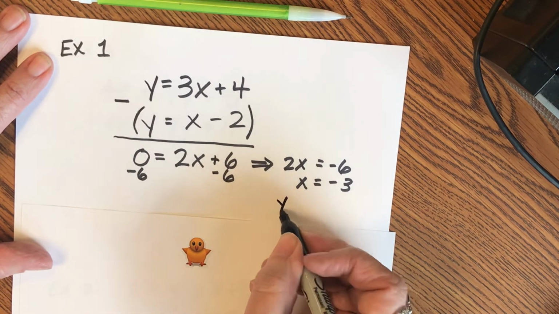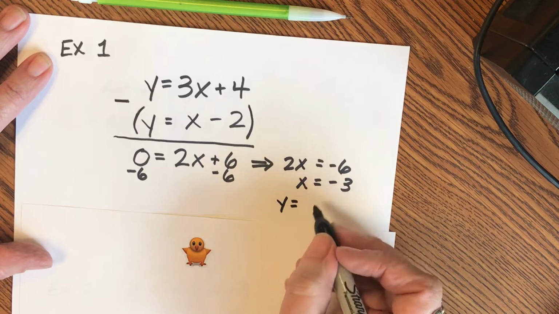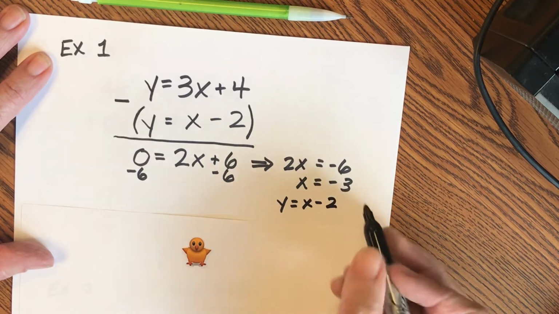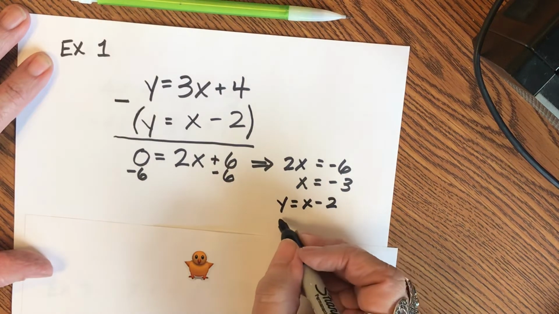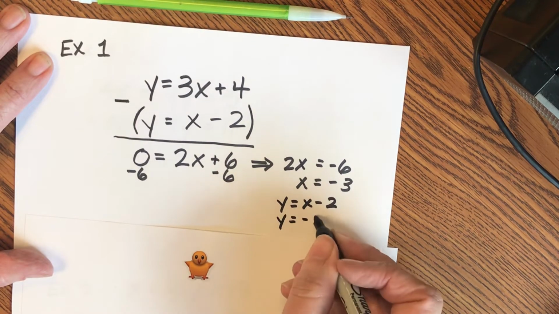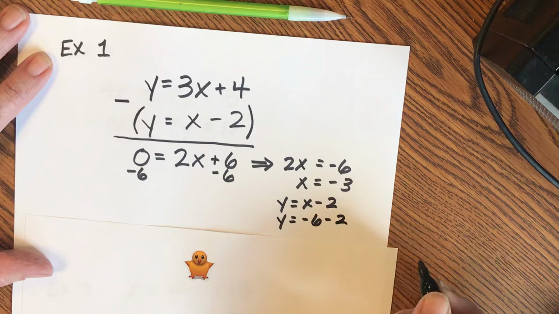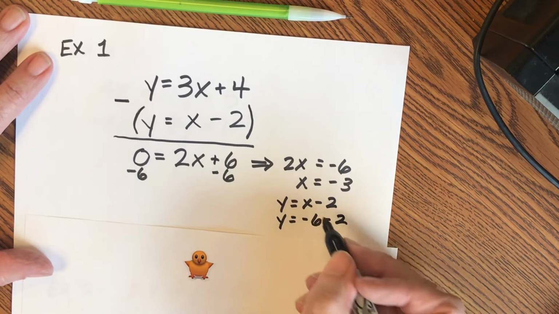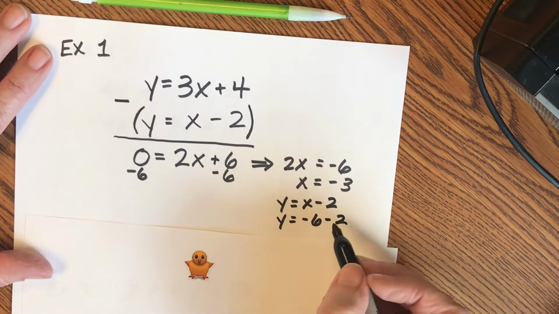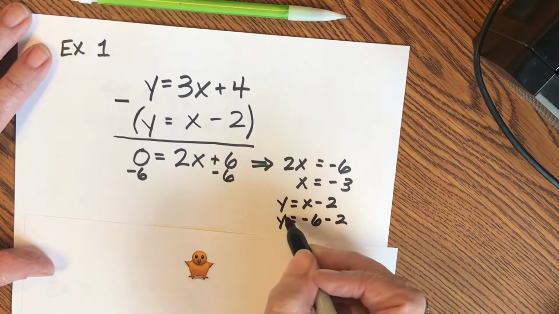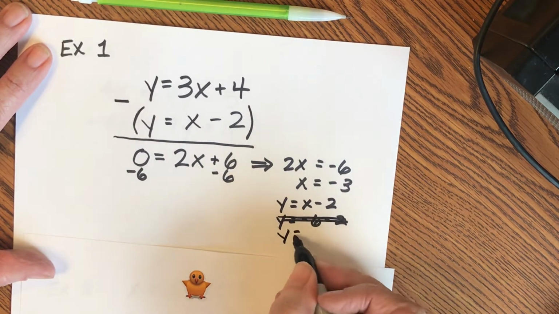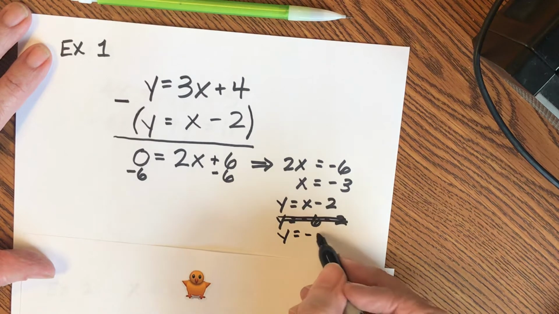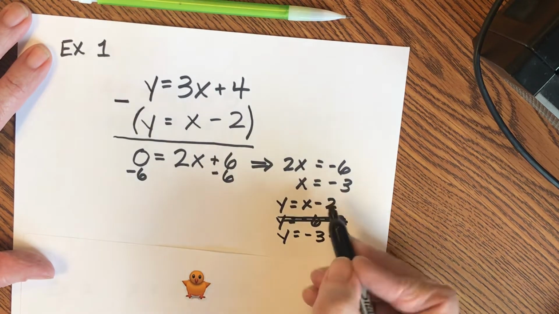So if we have y is equal to x minus 2, now I can substitute in -6 for that x. So y is equal to -6 minus 2. Oops, that would be a -3, wouldn't it? Let me cross that out. y is equal to -3 minus 2.